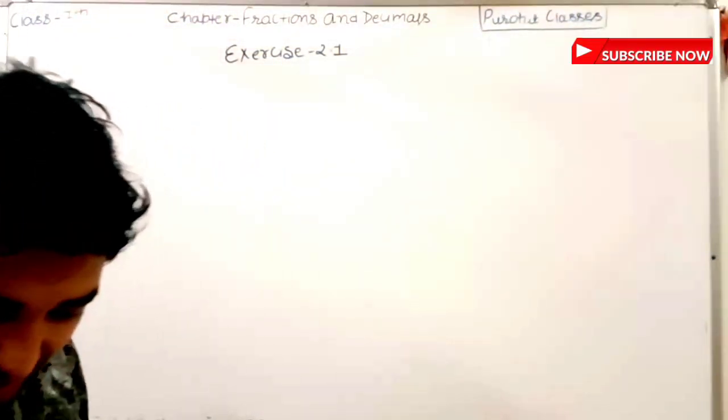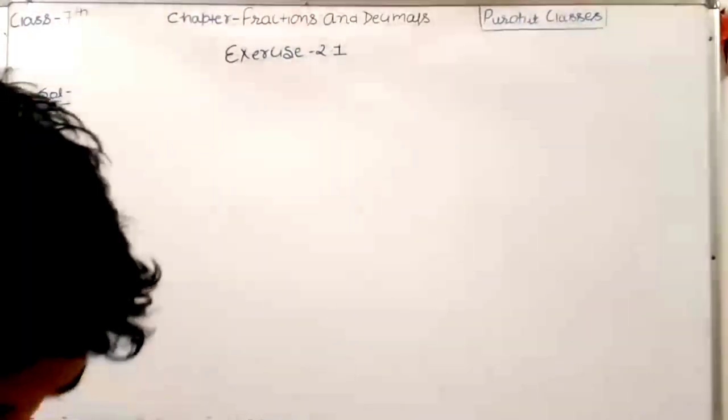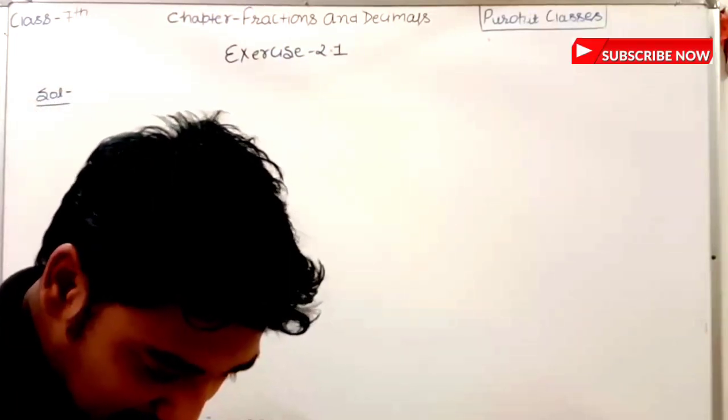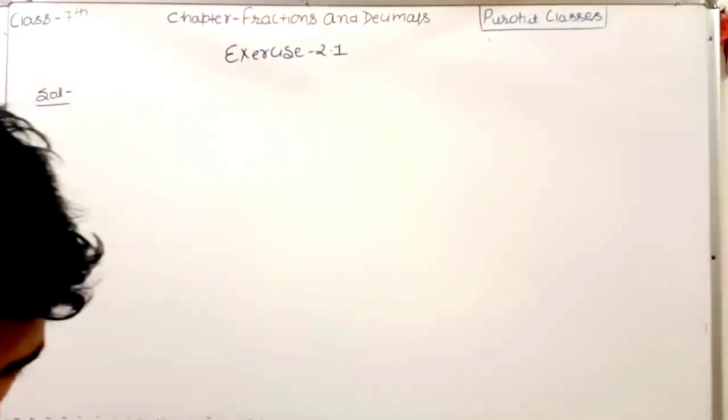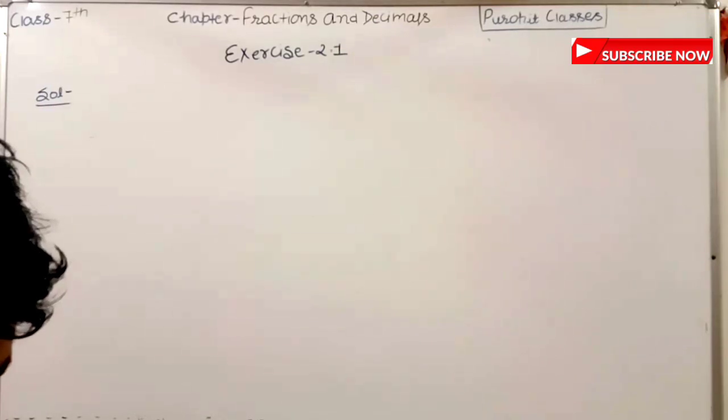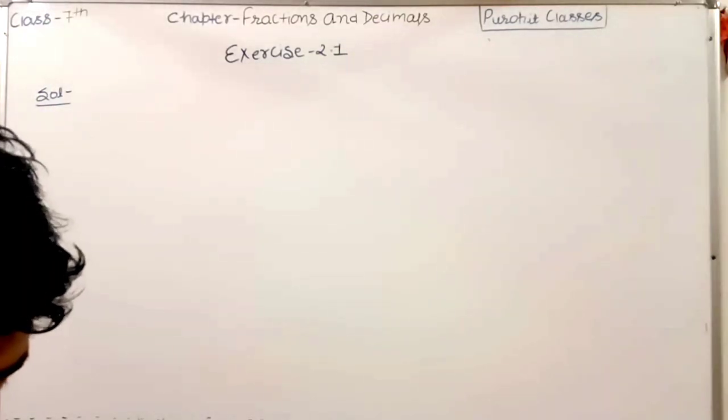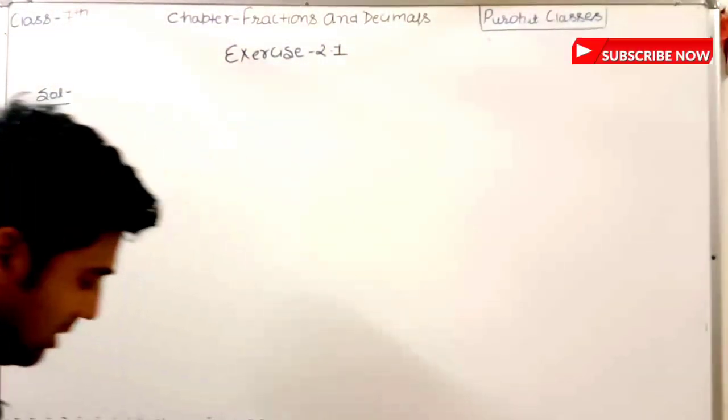It says Ritu ate 3 by 5 parts of an apple and the remaining apple was eaten by her brother Somu. How much part of the apple did Somu eat? And who had the larger share, by how much? Okay, let's see.